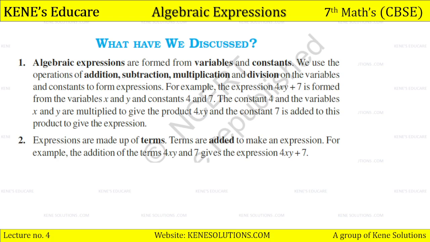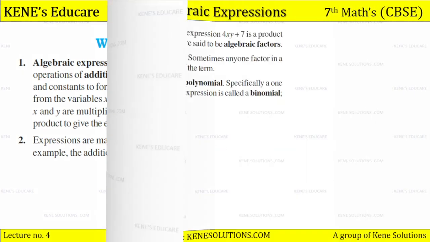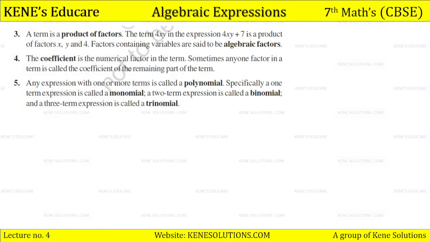Expressions are made up of terms. Terms are added to make an expression. For example, the addition of the terms 4xy and 7 gives the expression 4xy plus 7. A term is a product of factors. The term 4xy in the expression 4xy plus 7 is a product of the factors 4, x and y. Factors containing variables are said to be algebraic factors. The coefficient is the numerical factor in the term. Sometimes any one factor in a term is called the coefficient of the remaining part of the term.